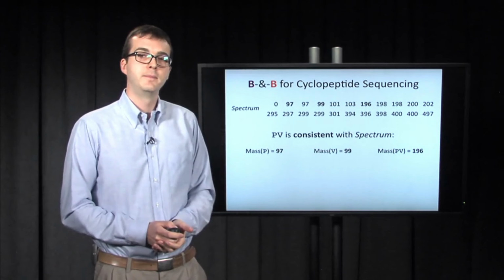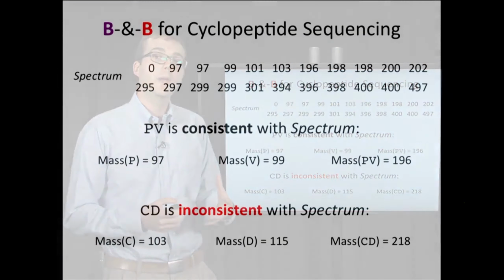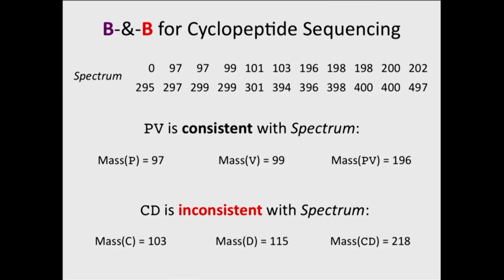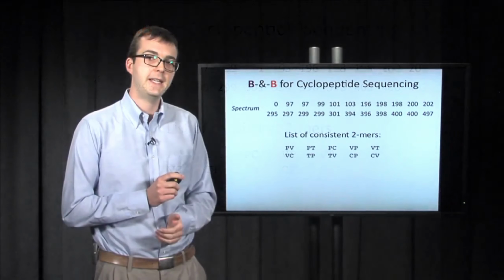When you chop up this candidate solution and weigh its fragments, all those fragments are found in the spectrum. CD is one that we actually created in the expand step, but it's inconsistent with the spectrum. Although 103, the mass of C, is detected, 115 and 218, the mass of D and the mass of the entire peptide CD, are not found. You can't find 115 or 218 in this spectrum. So we want to exclude CD.